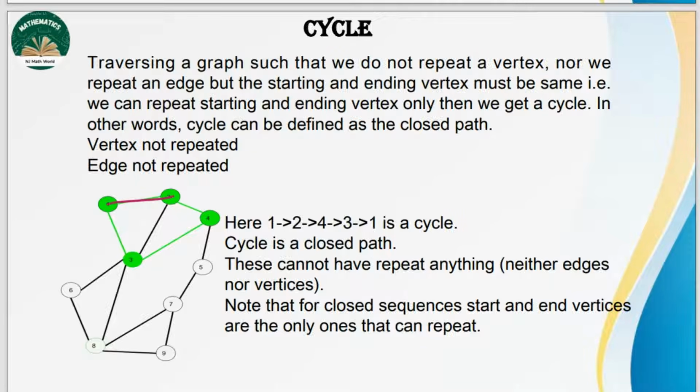For example, we start from 1 to 2, then 2 to 4, then 4 to 3, and then 3 to 1. This is called a cycle. So a cycle can be defined as a closed path where vertex should not repeat and edge should not repeat. So here we have a closed path.